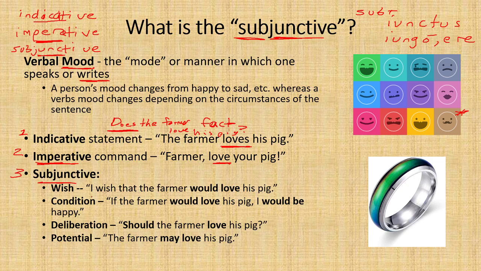So the basic idea is that the subjunctive represents what is hypothetical or unreal. So something that isn't necessarily a fact, but it's something that's either doubtful, a condition of, a deliberation. It could be maybe at some point, but it isn't necessarily the case at that point in time of the verb. So this first example, I wish that the farmer would love his pig.